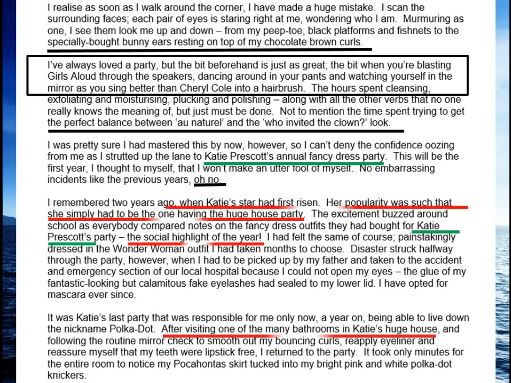But also look at the way this writer introduces the character. When Katie's star had first risen, her popularity was such that she simply had to be the one having the house party, the social highlight of the year, after visiting one of the many bathrooms in Katie's huge house. So this person is who every girl would want to be. She's the most popular girl in the school. Going around to her house is a social highlight, and she's got a massive house, so she's really rich. So it's almost like a wish fulfillment of who every girl wants to be.